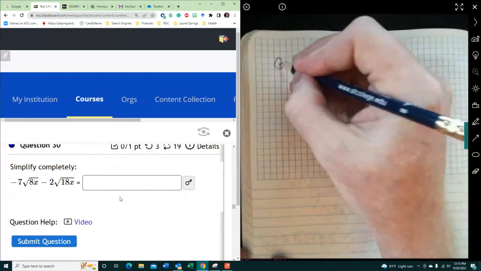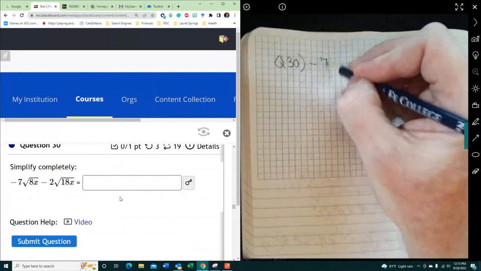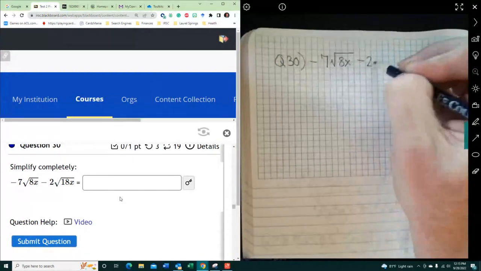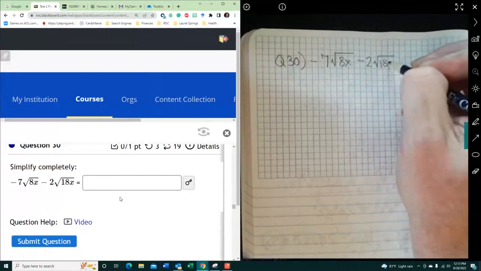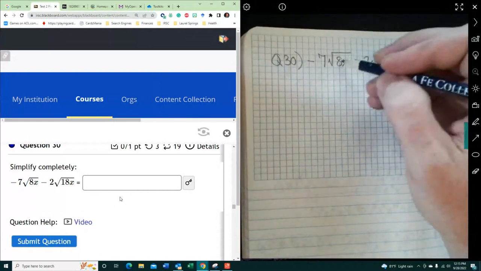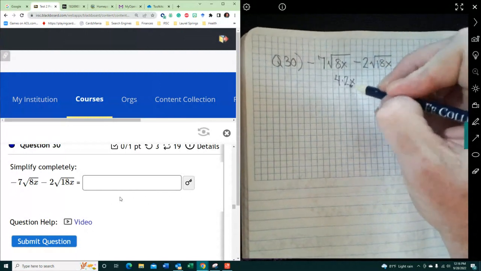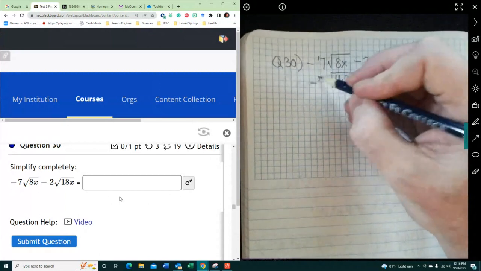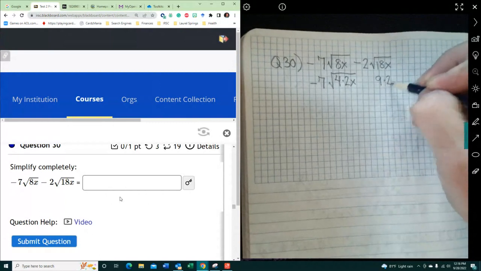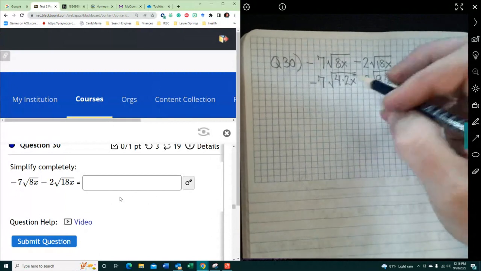Number 30. Now, when we're looking at this, we need to get these cleaned up. We can see this is 4 times 2. We can see this is 9 times 2. And then we can see these are perfect squares.